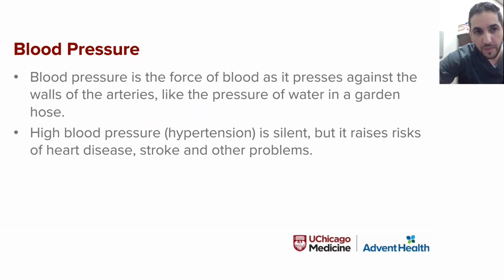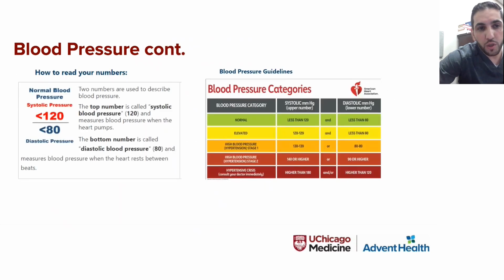The top number is basically when the heart contracts, that force against the arterial wall. The bottom number is when the heart actually relaxes and is not contracting. There is still a force against the wall, and that's the bottom number. The top number we call the systolic, the bottom number we call diastolic, and your goal should be less than 120 for the top and less than 80 for the bottom number.